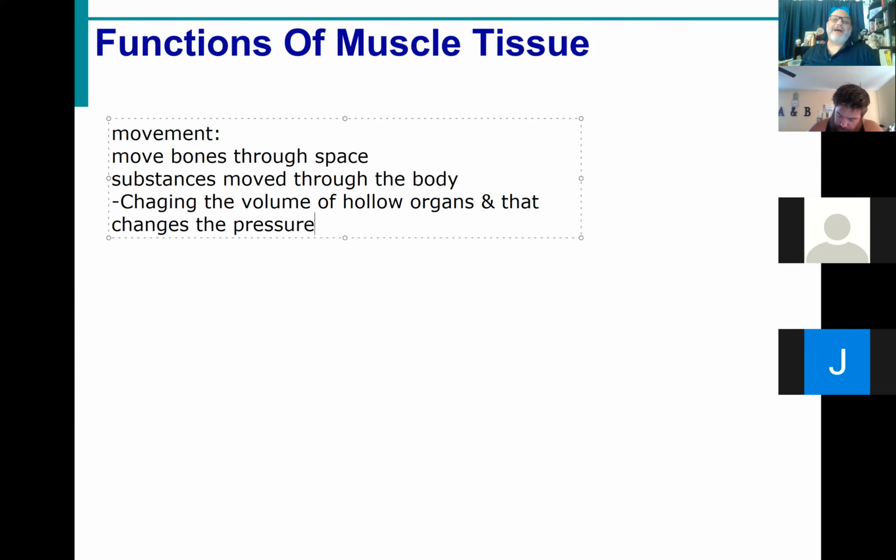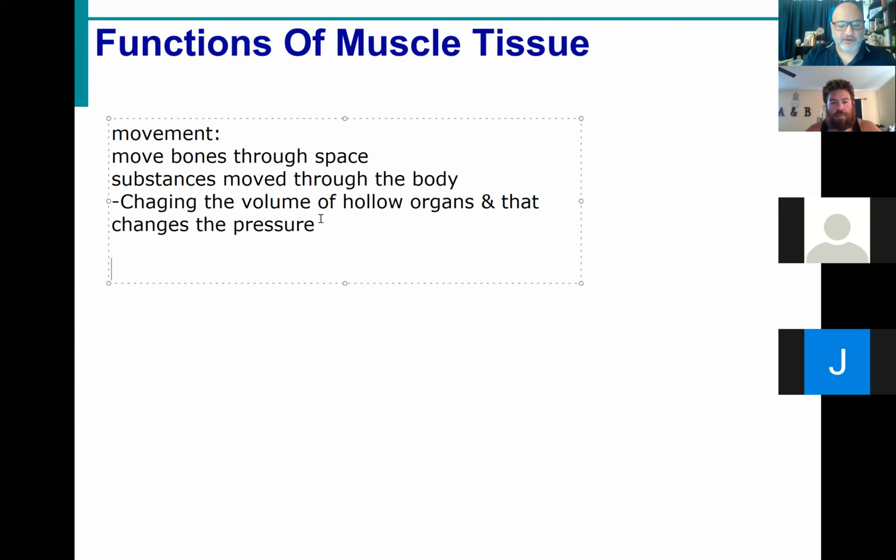So we're able to propel substances through our body by changing the volume of our organs. So it isn't just about waving our body through space. Absolutely, that is a movement, but there is more movement than that. There's also the movement of substances through our body. So we have those two different types of movement.